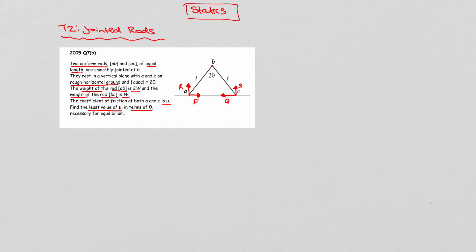We're going to have the weight of the rods. So the weight of the rod AB is 2W. Our weight always acts through the centre of gravity. And then we have the weight of the rod BC, which is W.